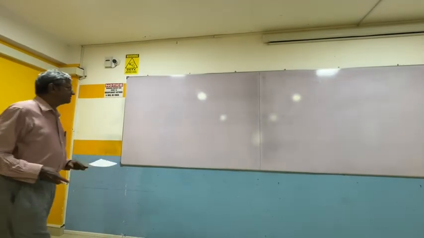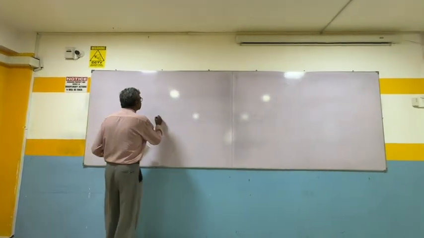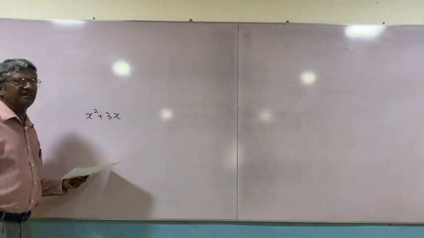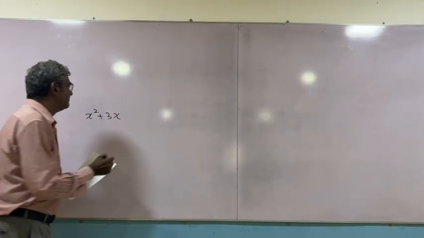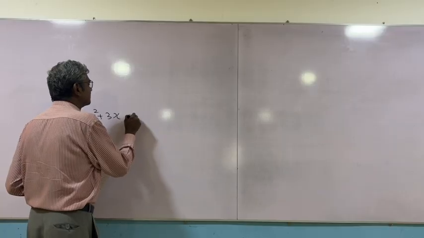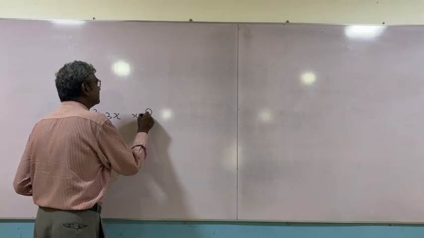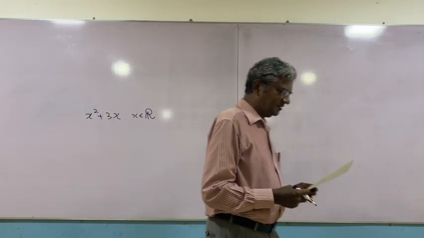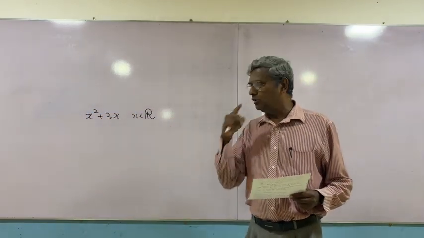There are many more things to learn and more fun. So I was talking about these free variables and bound variables. If I write a statement like x squared plus 3x, this x is free. I don't say anything. If I say x belongs to R, then nothing changes, x is a real number only.